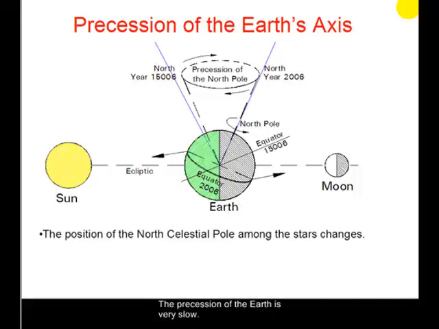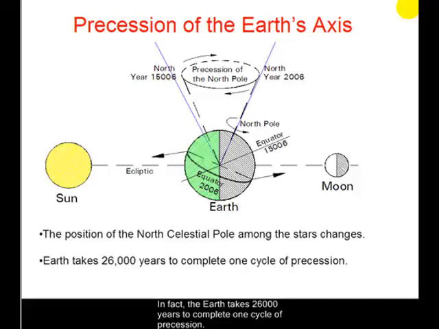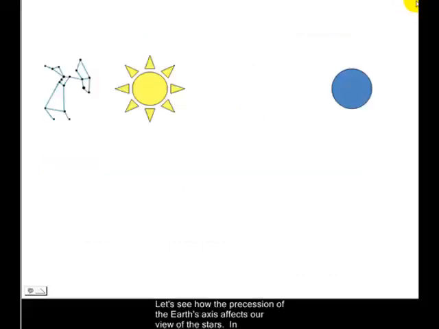Also, the precession of the Earth is very slow. In fact, the Earth takes 26,000 years to complete one cycle of precession. Let's see how the precession of the Earth's axis affects our view of the stars. In particular, let's examine those constellations of the zodiac again.